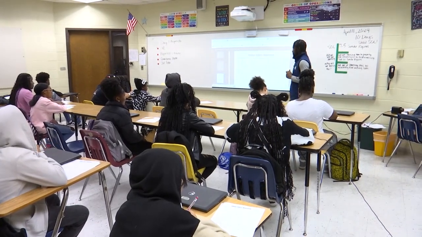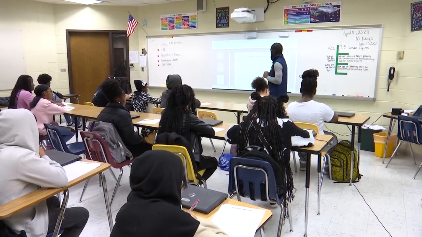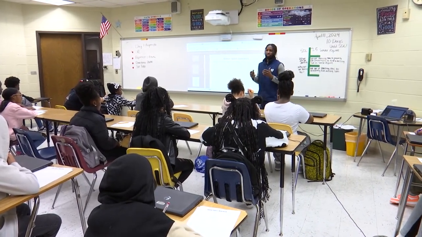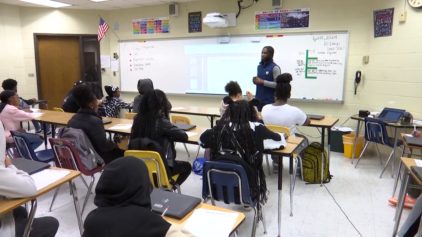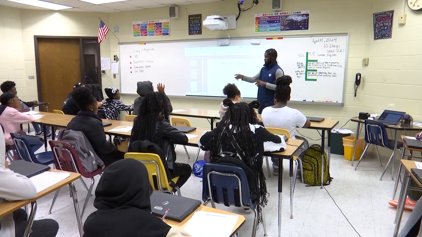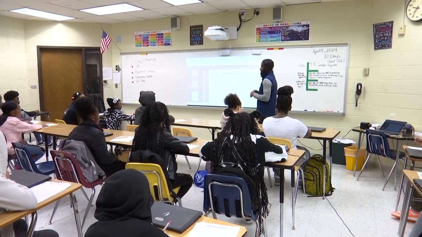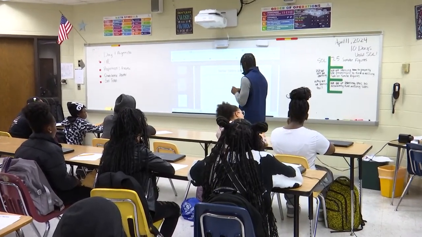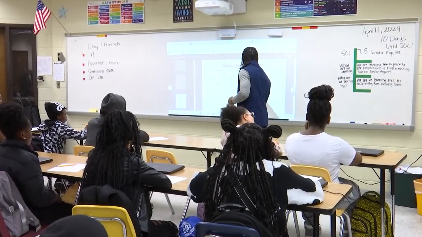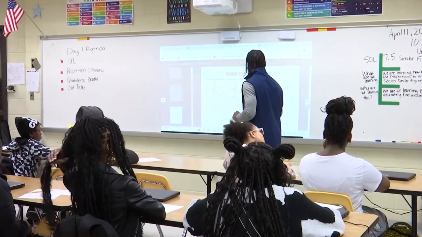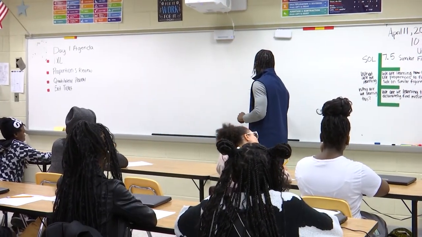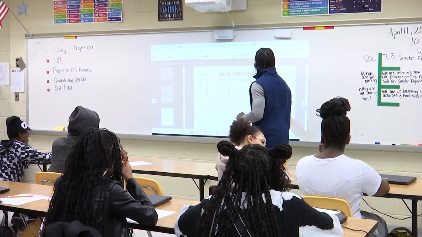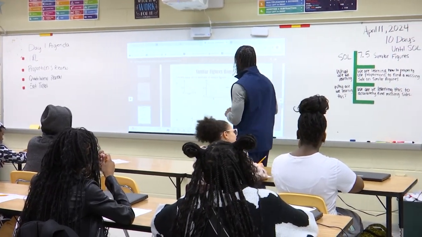So, when we are trying to find a missing side on a similar figure, what do we use typically? Proportion. Proportion, right? So a proportion, we have a fraction bar. We have an equal sign. We have another fraction bar.